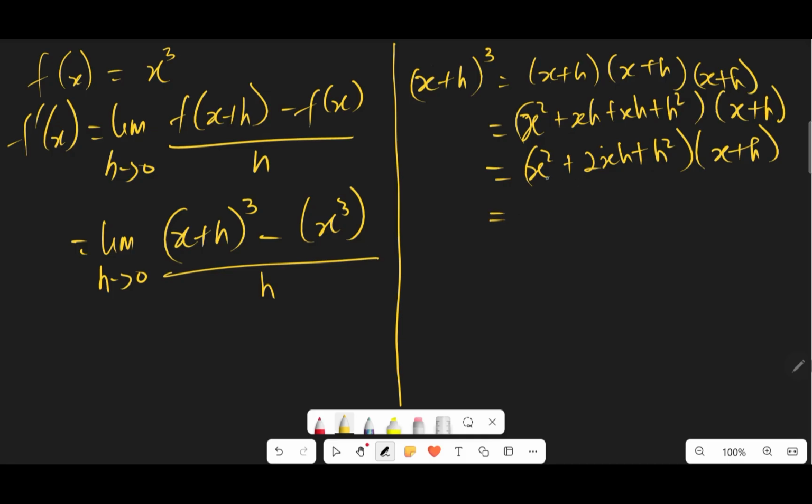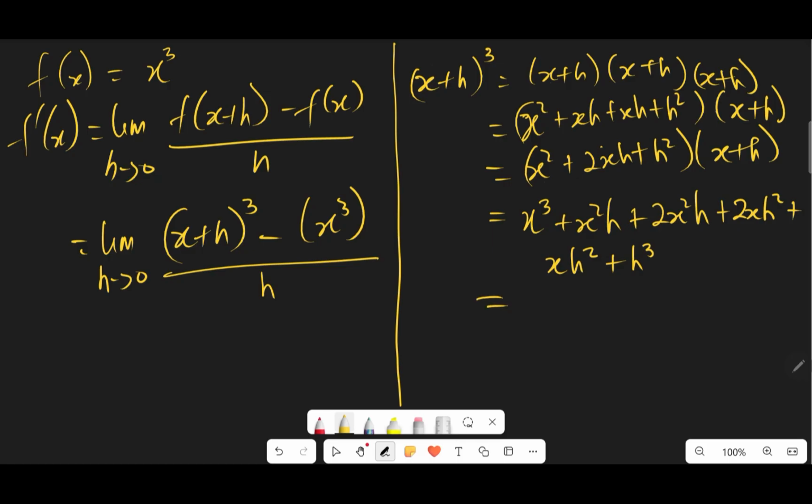Now we are about to do the third one. So we are going to get x square times x gives me x cube, then plus x square h, plus 2x square h, then plus 2xh square, plus xh square, plus h cube. That's what we are getting when we simplify.